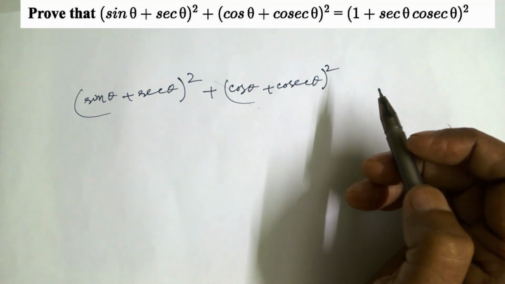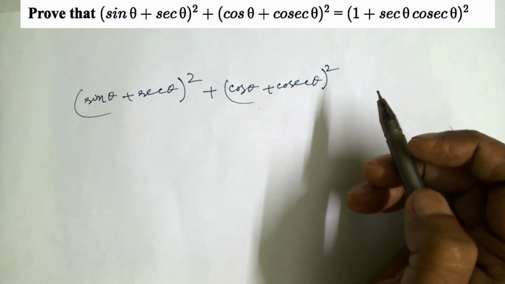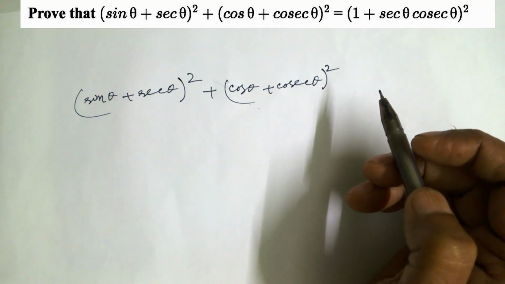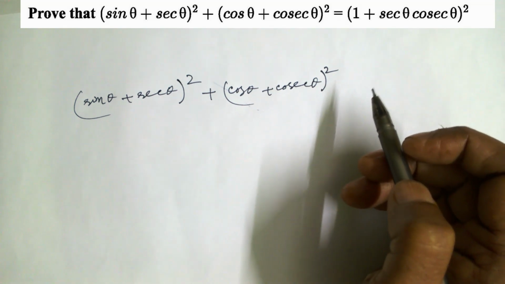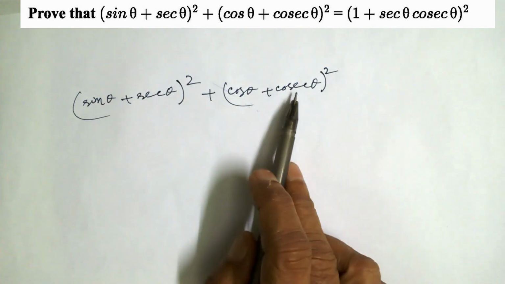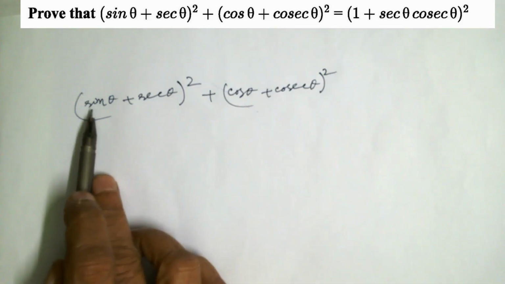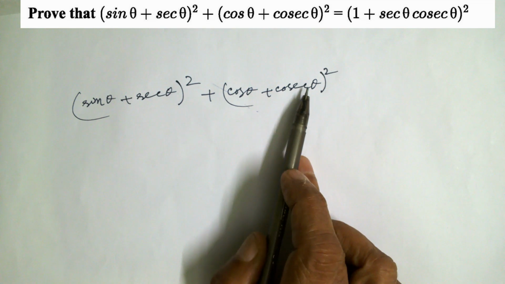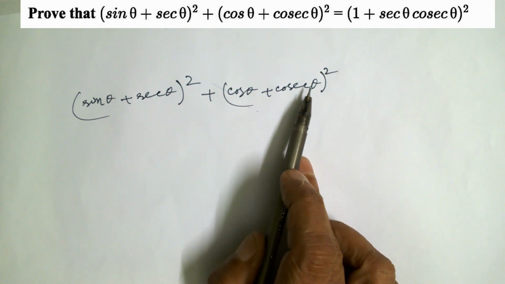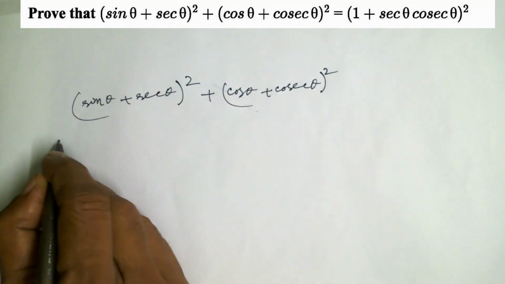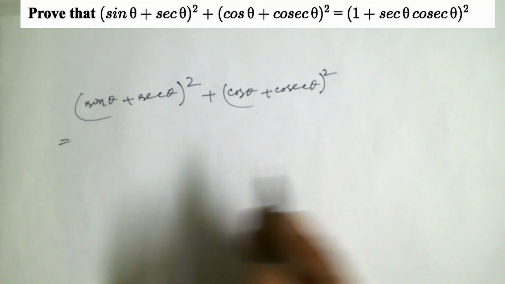a square plus 2ab plus b square. So if we expand (1 + sec theta cosec theta) whole square, we will get 3 terms. If we expand these 2 terms, we will have 3 terms plus 3 terms, 6 terms. So we have to reduce the number of terms and we will have to prove this. Now expand these 2 terms.